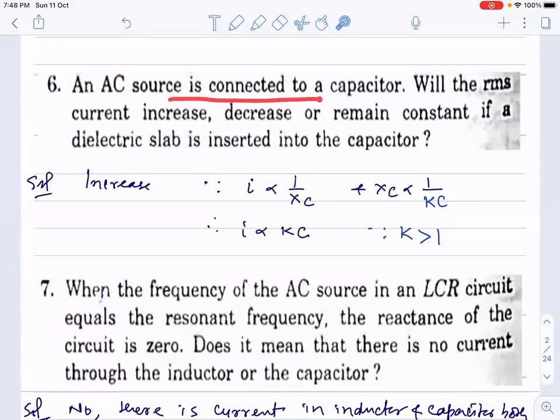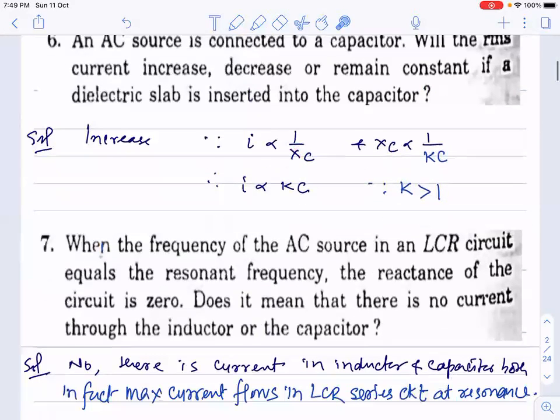An AC source is connected to a capacitor. Will the RMS current increase, decrease, or remain constant if a dielectric slab is inserted into the capacitor? Okay, it will increase because I is inversely proportional to reactance, and reactance is inversely proportional to C, which depends on the dielectric constant. Therefore, I will be directly proportional to KC. K is more than 1. Therefore, current will increase. Since this side is increasing, current will increase.